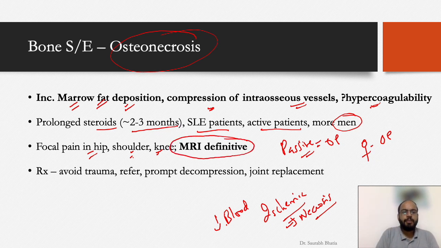Clear? Treatment is to avoid trauma to the site and refer the patient to a person who knows how to manage osteonecrosis, be it a surgeon or an endocrinologist. It might require prompt decompression, or normal blood supply has to be maintained. So just send it to an orthopedic surgeon who will take care of it. And if the necrosis is severe enough to cause significant joint damage, the joint may have to be replaced. Clear? Refer the patient, it will do better.